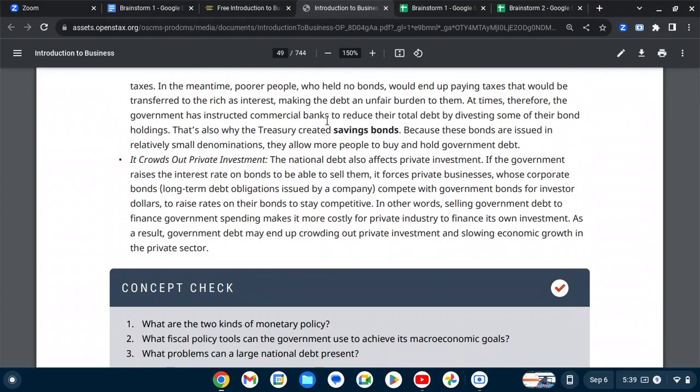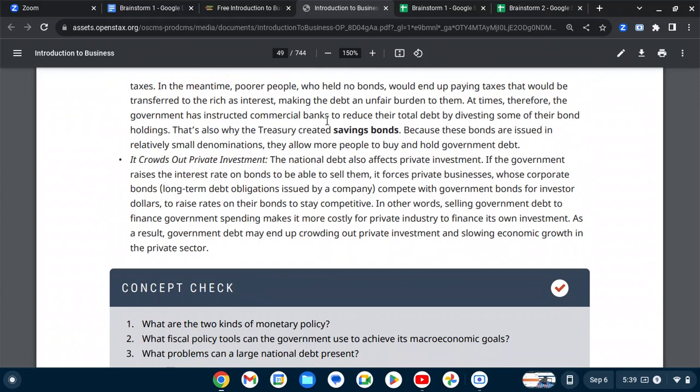At times, therefore, the government has instructed commercial banks to reduce their total debt by divesting some of their bond holdings. That's why the Treasury created savings bonds, because these bonds are issued in relatively small denominations. They allow more people to buy and hold government debt. It crowds out private investment.